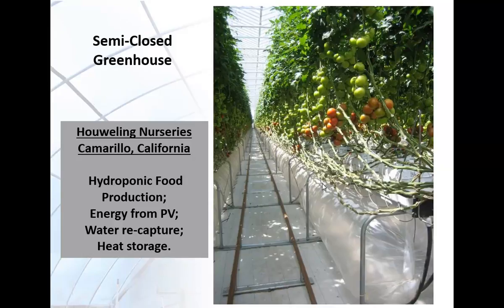Hydroponics, yes. Energy derived from photovoltaics, yes, part of these systems. The ability to recapture all the water that is put into the hydroponic system and lost through transpiration of the plant, put into the air, can be recondensed. In addition, heat storage, using cogeneration systems to generate the CO2, but also generating heat and storing that for the nighttime.